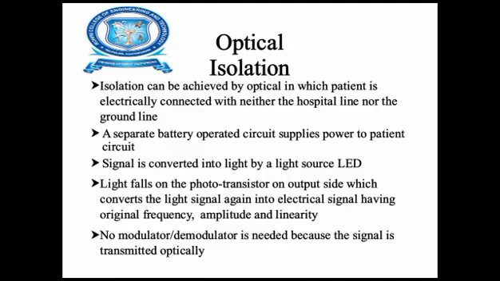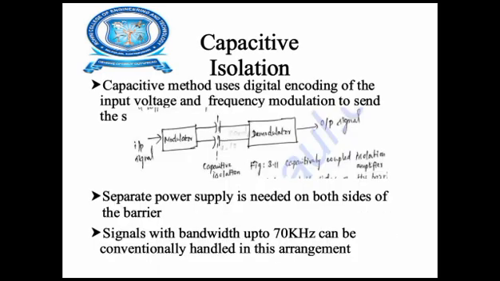Next, isolation by using optical isolation. The isolation can be achieved optically, in which the patient is electrically connected neither to the hospital line nor to the ground line. A separate battery is operated which supplies power to the patient circuit. The signal is converted into light by a light source, an LED. The light falls on the phototransistor on the output side, which converts the light signal into an electric signal having the original frequency, amplitude and linearity. No modulator or demodulator is needed because the signal is transmitted optically.